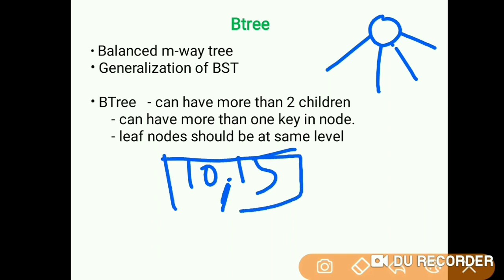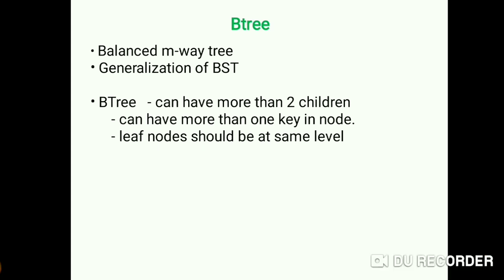We can draw such a diagram like we have seen already in the M-way tree. So one node can have more than one key. And the third property is that the leaf nodes should be at the same level. In BST they were at different levels, right? Do you remember the concept of level?